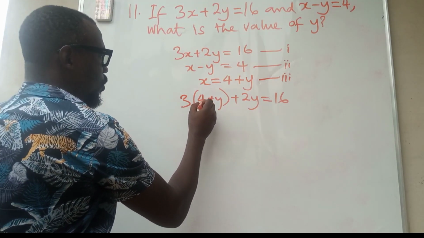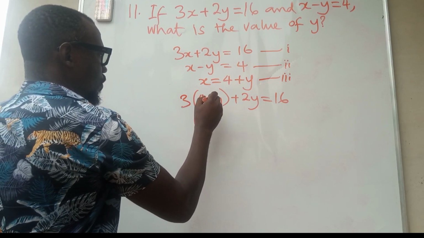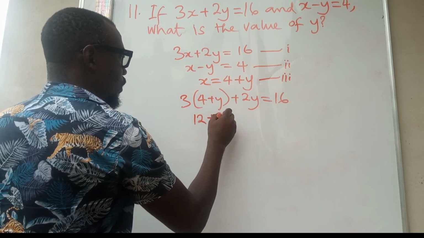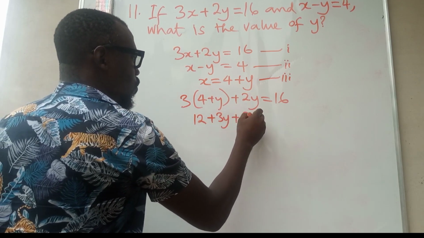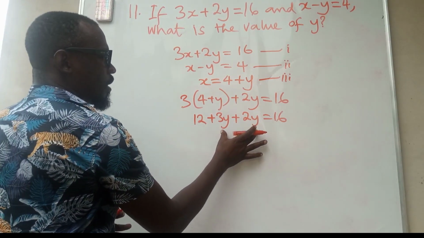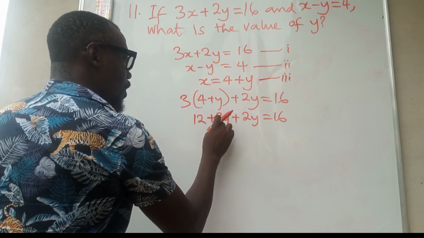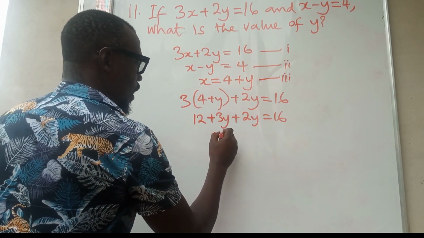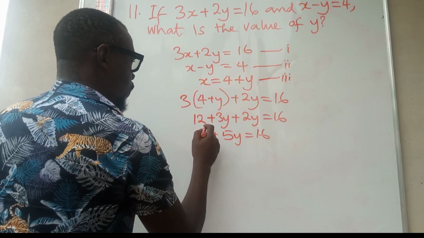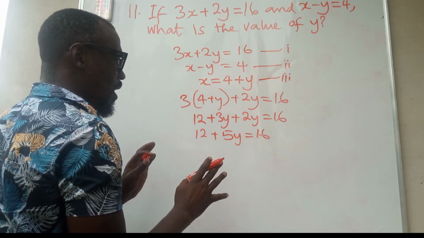Now let's expand. This is going to be 3 multiplied by 4, 12. 3 multiplied by plus y, which is going to be 3y, plus 2y equals 16. Good, our like terms are close. So this is going to be 3y plus 2y, that's going to be 5y equals 16. Don't forget, we are just bringing it down, nothing strange. You have not done anything, no magic.